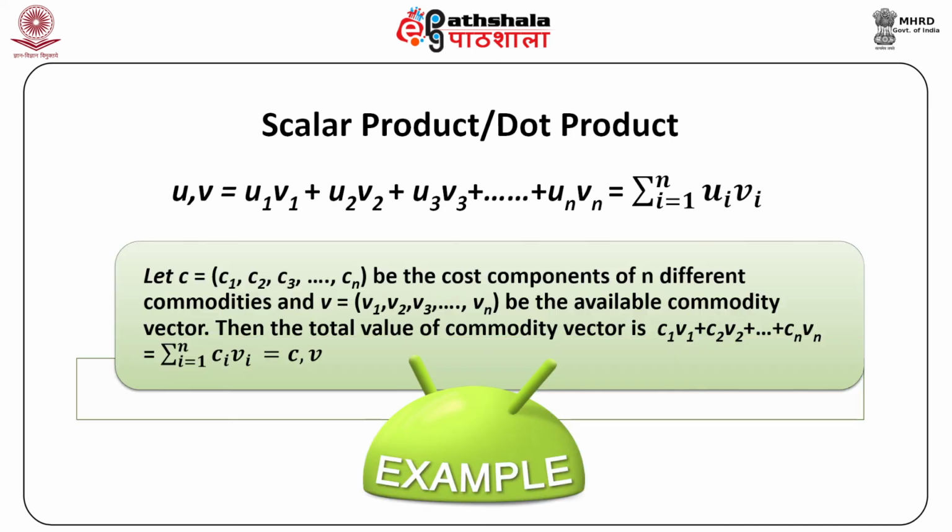For example, let C = (C1, C2, C3, ..., Cn) be the cost components of n different commodities, and V = (V1, V2, V3, ..., Vn) be the available commodity vector. Then the total value of the commodity vector is C1 V1 plus C2 V2 right up to Cn Vn. That is, the summation over i from 1 to n of Ci Vi, which is equal to C·V. That is the scalar product of C and V.